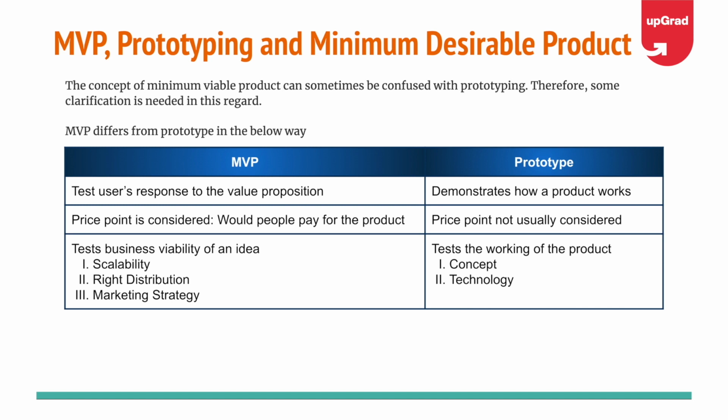Now, on the other hand, a prototype is purely about how a product works. It demonstrates how a product works. Price point is not usually considered. It tests the working of the product, basically the concept and the technology. While the MVP's goal is to understand and validate what the user wants or whether the user is okay with the proposition that we are going with. It's more from a business product perspective, while in the prototype, it's more from technology or concept perspective.